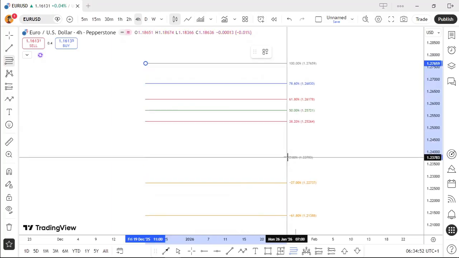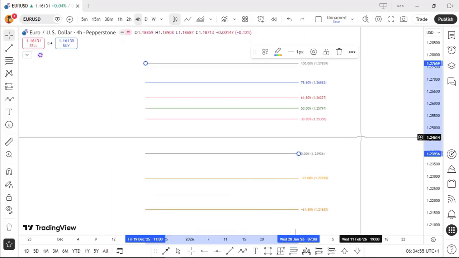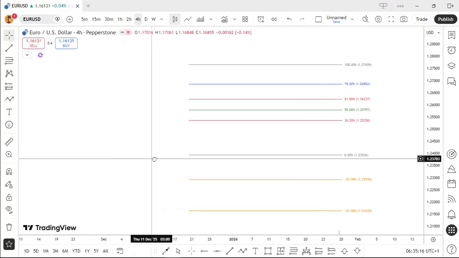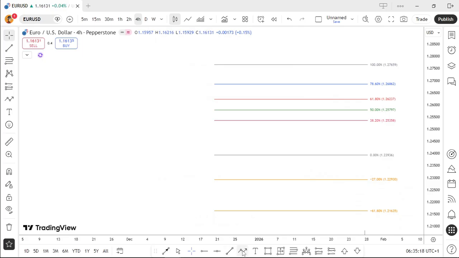Fibonacci retracement is a tool traders use to identify potential reversal levels during a pullback in the market. Markets don't move in a straight line. They move in waves. The market moves in waves by creating higher highs and higher lows in the case of an uptrend, and lower lows and lower highs in the case of a downtrend.